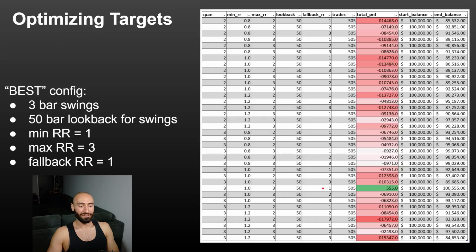50 bar look back and a fallback RR. This one also changed. A fallback RR of 1 instead of 2. So if you don't find the swing, just go for 1R instead of the bigger 2R. And as you can see, the trades are all 505 for each of these combinations, okay?